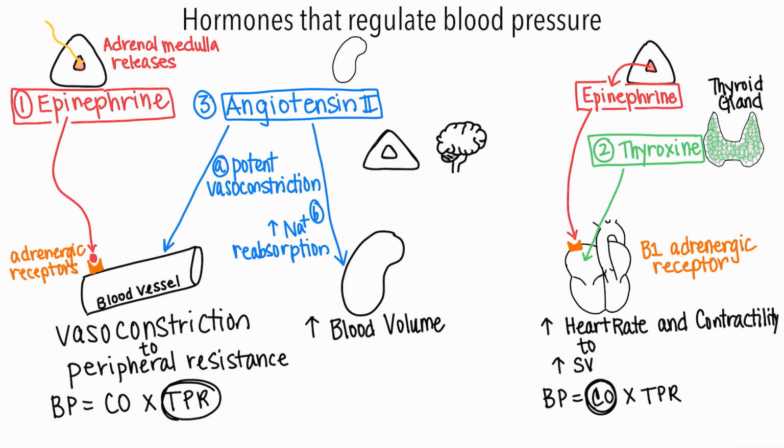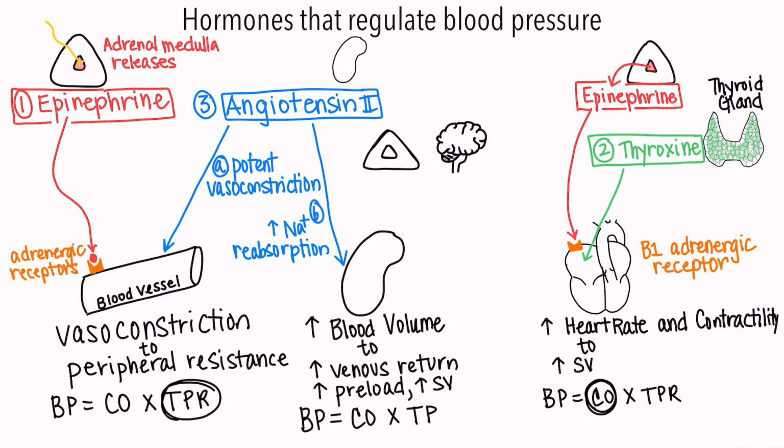And if you can increase blood volume, then you're going to increase venous return. That's the amount of blood that's returning to the heart with each beat. And if the amount of blood is increased, then you're going to have an increase in preload, which is going to increase stroke volume, which is going to increase cardiac output. So we can once again see in our equation that if cardiac output goes up, blood pressure goes up.